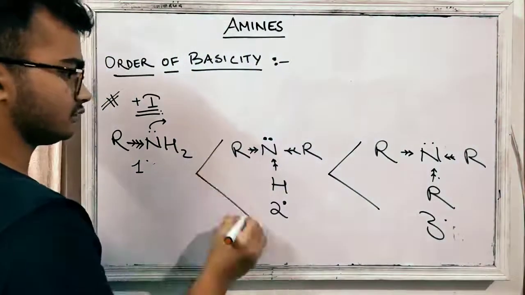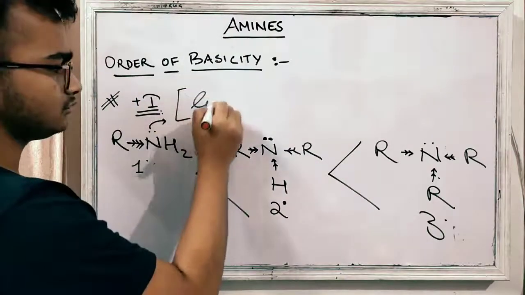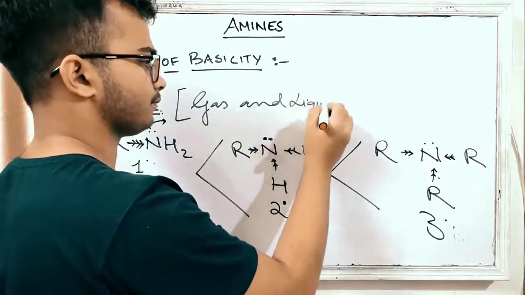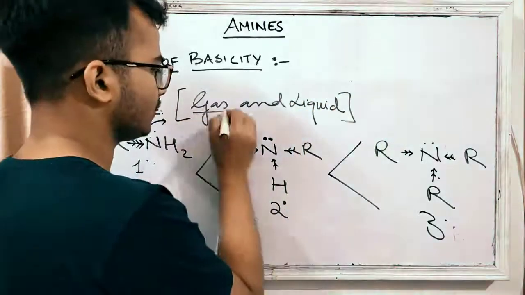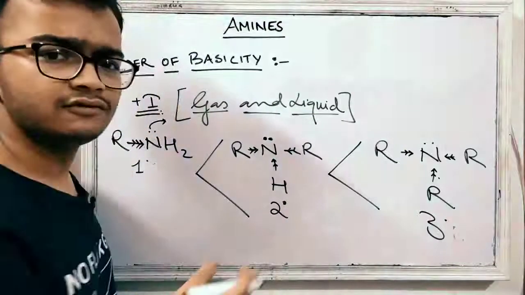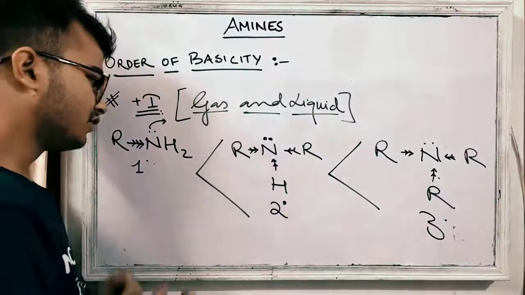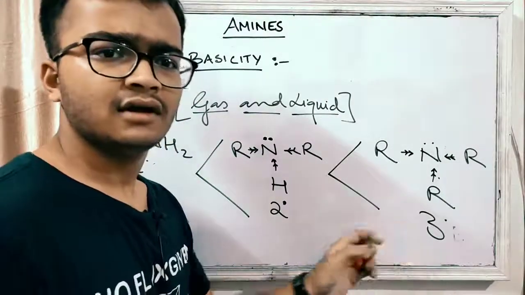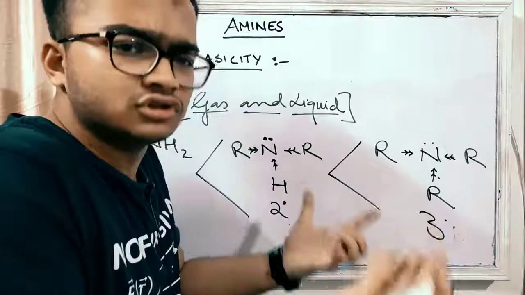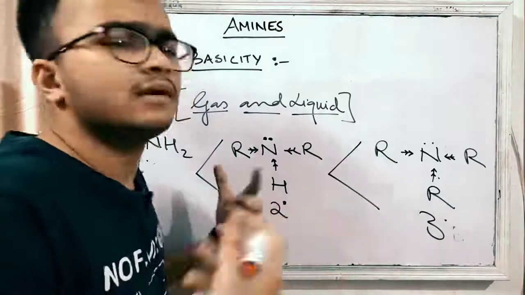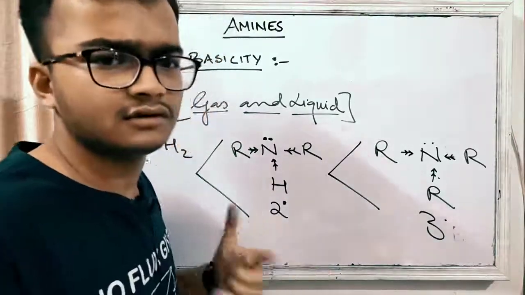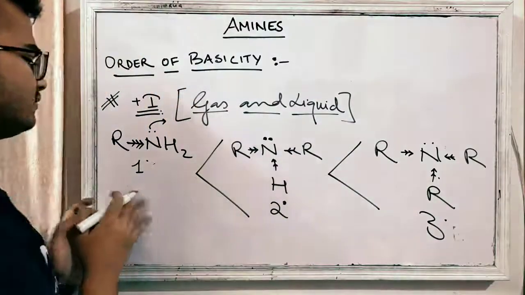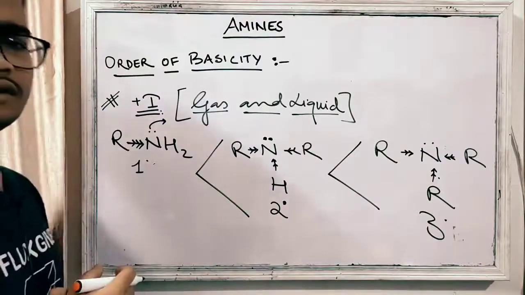Now this thing is applicable both for gaseous state as well as liquid state. What is happening? Because of more +I effect in the 3 degree amine, the electron is more pushed, or more probable to come out and be basic. The lone pair of electrons is more probable to come out to become basic than the primary amine, which is also basic but less as compared to the 3 degree amine.